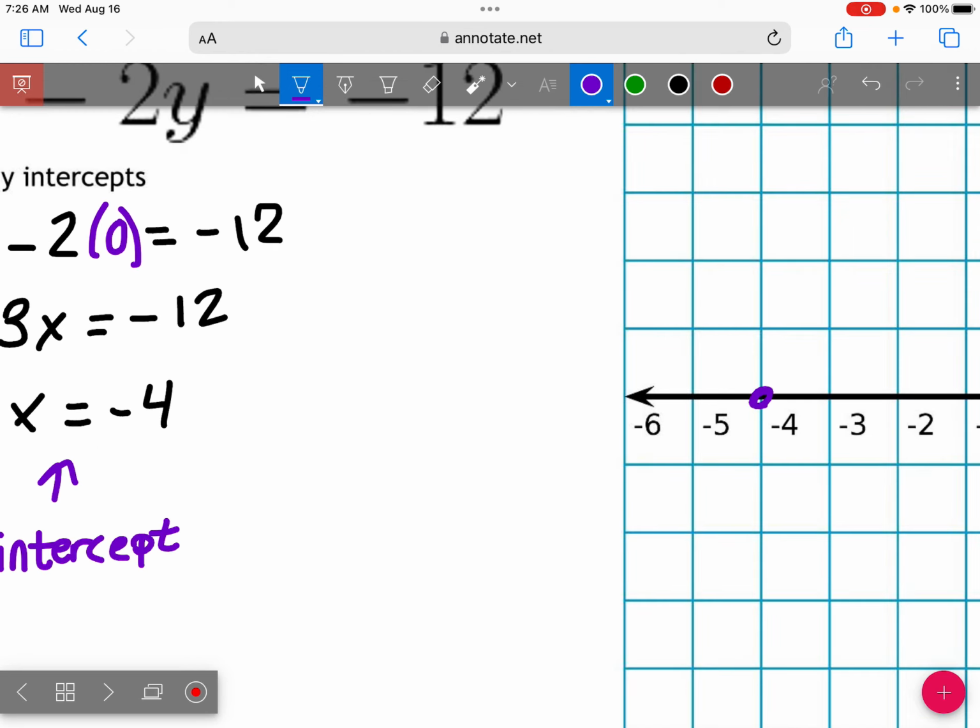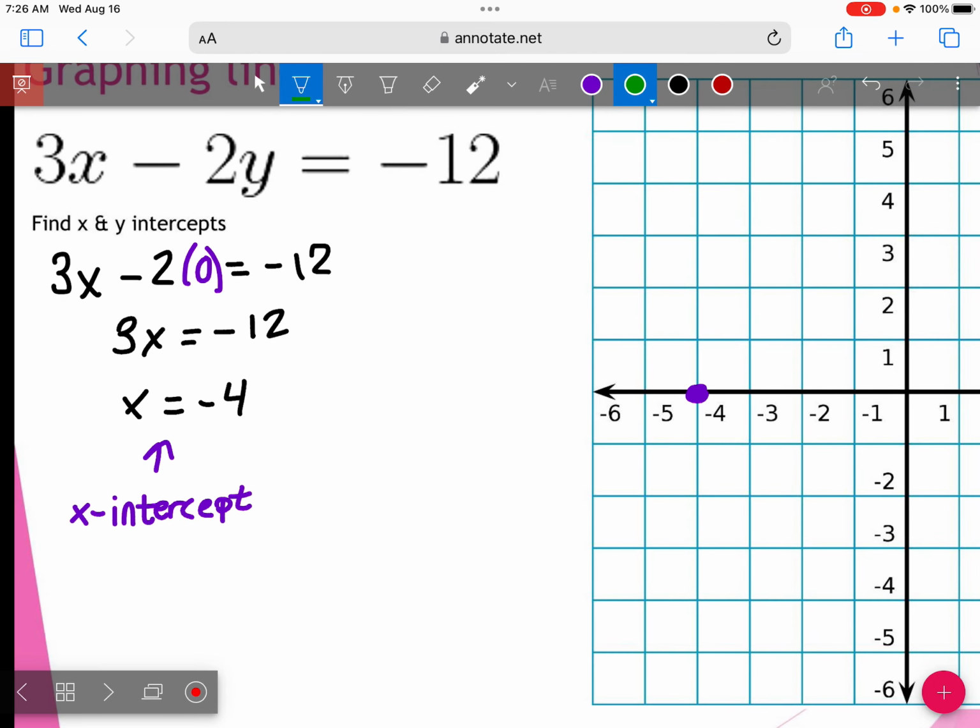That tells me this point right here. To get the y-intercept, we do the same thing the other direction. We say, all right, what happens when x is 0? This term's going to disappear. 3 times 0 is 0, so we have minus 2y is minus 12.